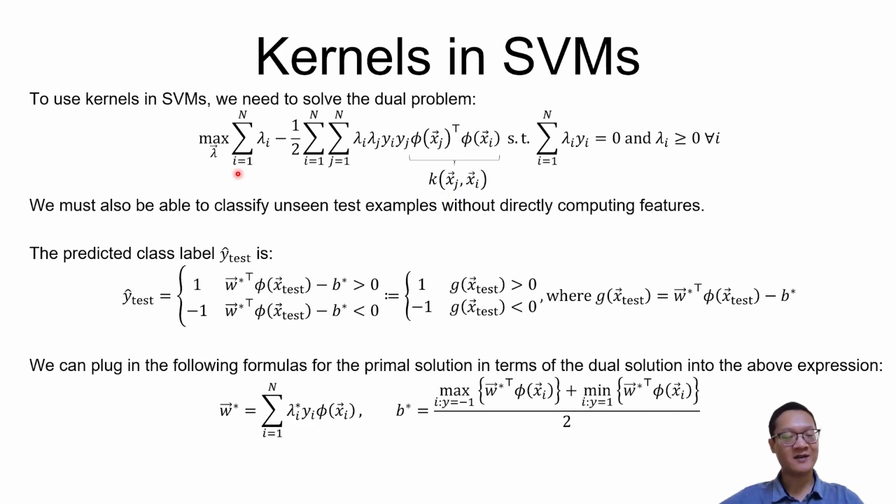After we obtain lambda star, we can then use it to compute w star and b star so that we can do testing. When we do testing, we basically plug a test point into the function g, which is defined to be w star transpose phi of x test minus b star. If this test function evaluates to positive, then we predict positive for the label. And if it evaluates negative, then we predict negative for the label.